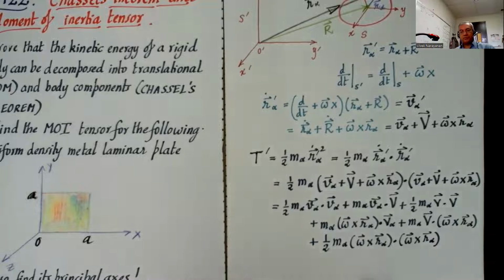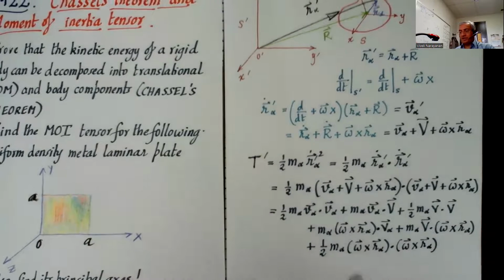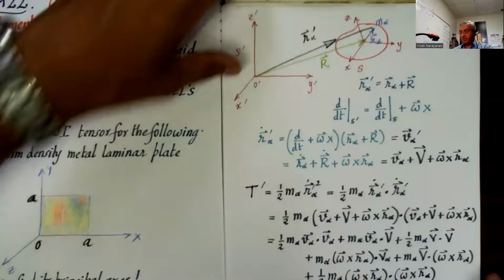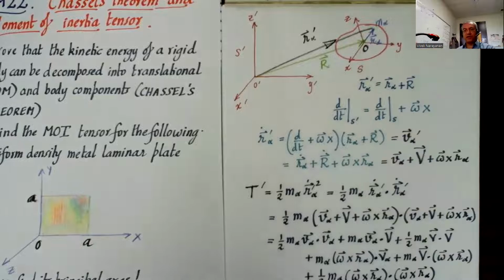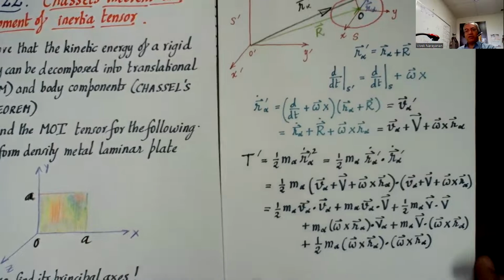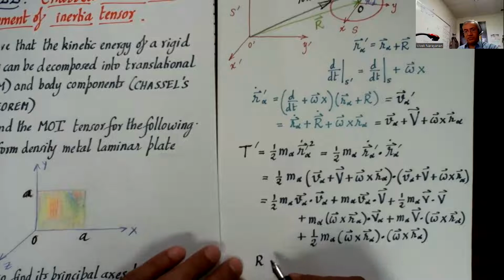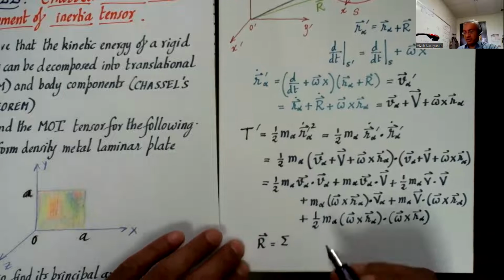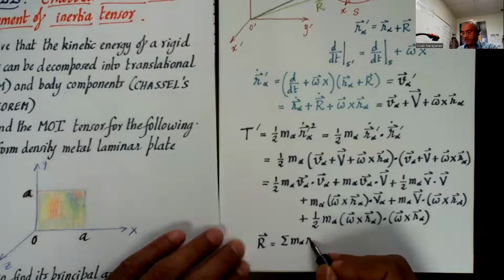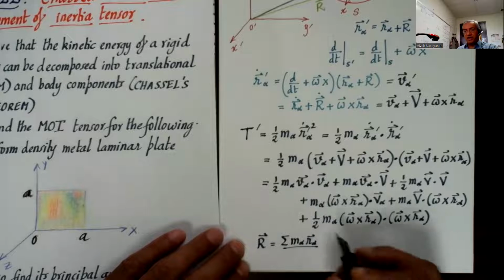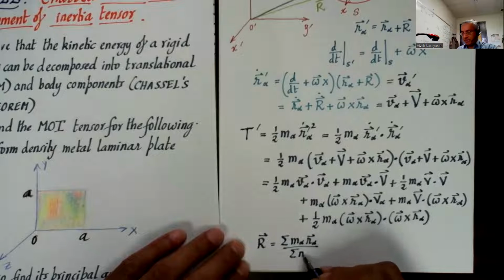All right. Now what we're going to do is select the origin O as the center of mass. So if I do that, by the definition of center of mass, R equals sigma m alpha r alpha divided by sigma m alpha.